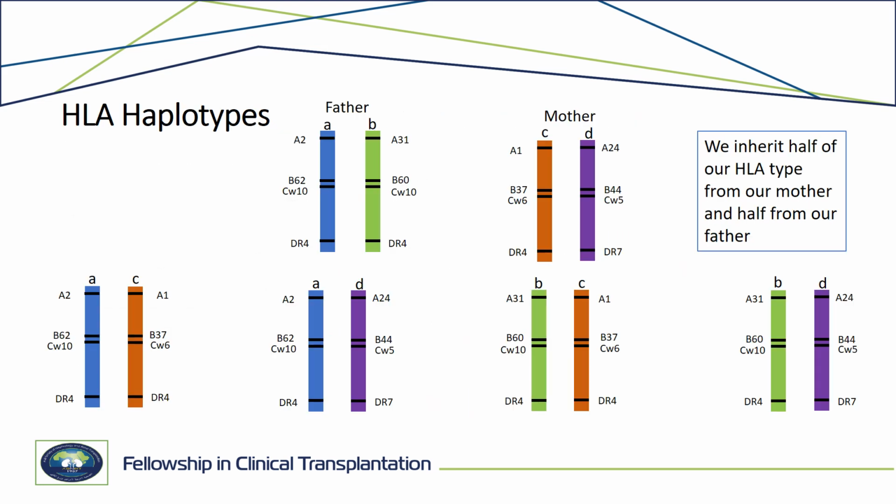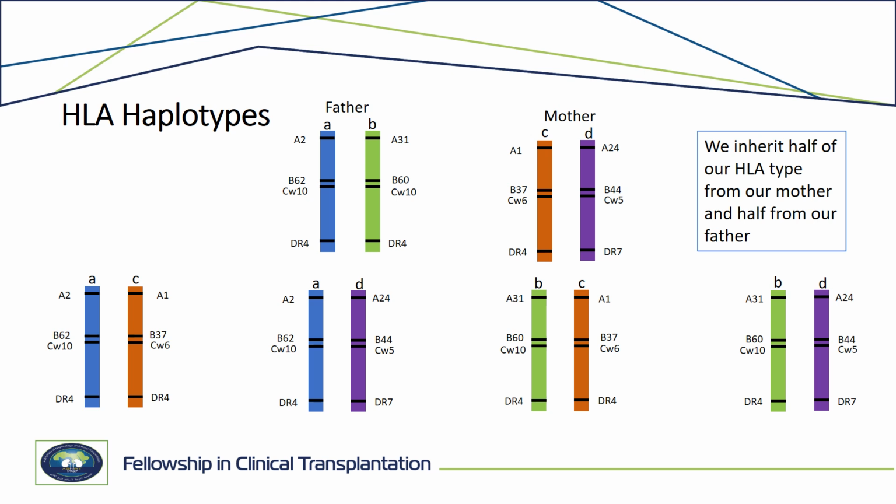Another important feature I would like you to know is the HLA haplotypes. As I mentioned before, we inherit half of the haplotype from the dad and half of the haplotype from the mom. The HLA genes are inherited in the form of haplotypes, which is a block of genes carried in the same chromosome. So if you know the HLA typing of the parents, you can predict the HLA typing of the offspring.